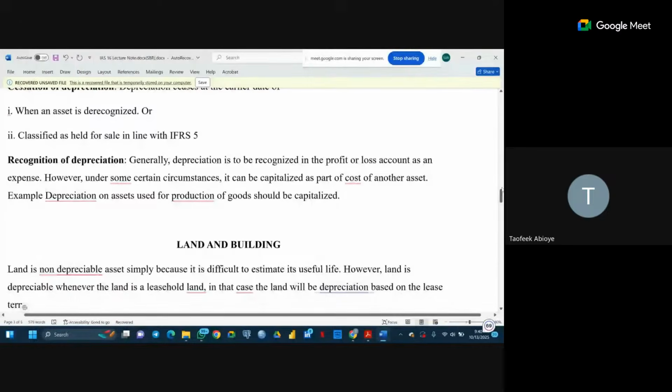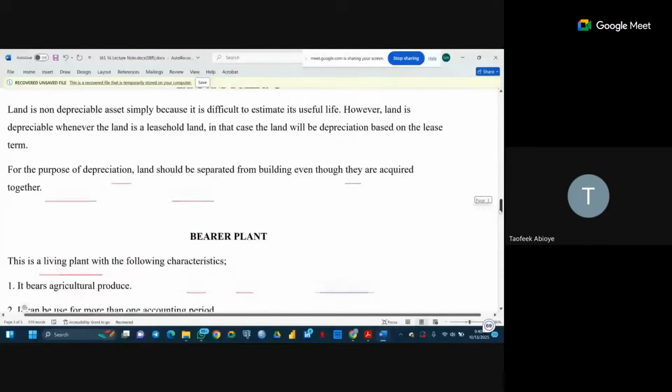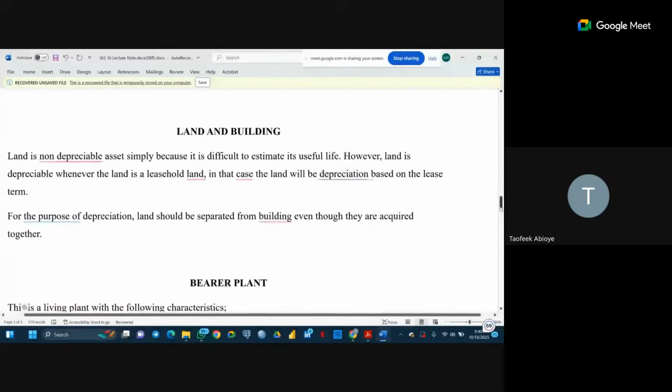So we also have land and building. Let's look at what we have under land and building. Land is a non-depreciable asset, simply because it is very difficult for us to determine the useful life of the land. However, land can become a depreciable asset whenever it is leasehold land. That means for a leasehold agreement, there will be the maximum years for the agreement, the maximum years that the agreement will run before it becomes inactive.